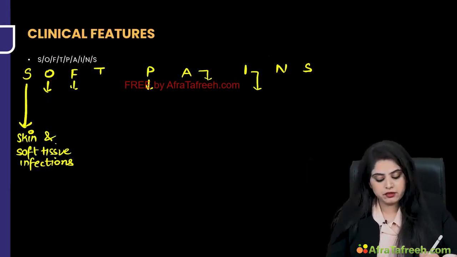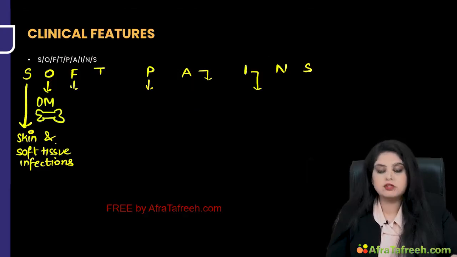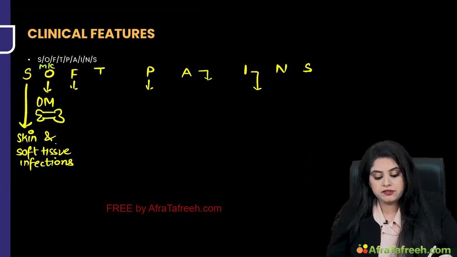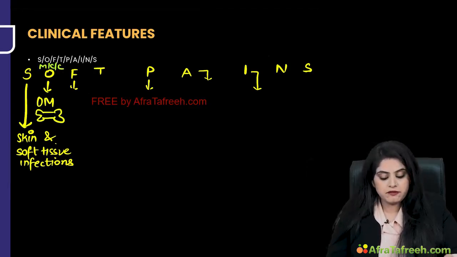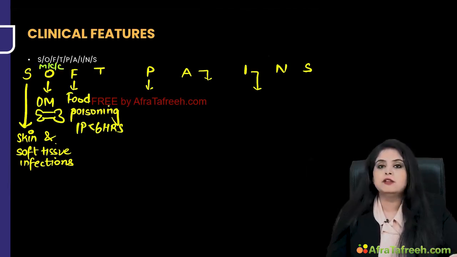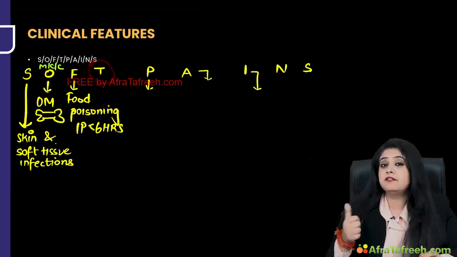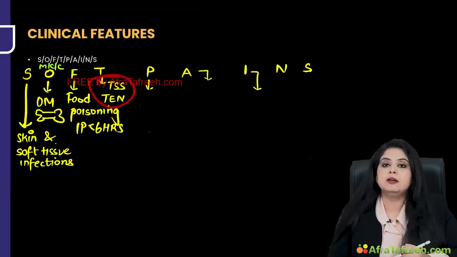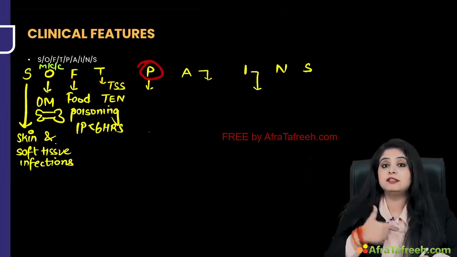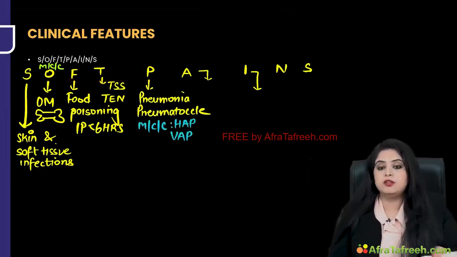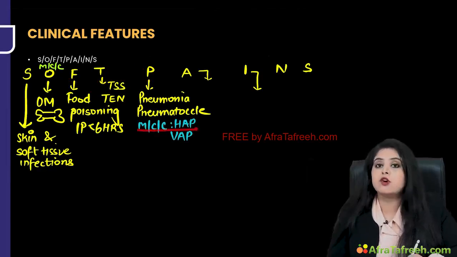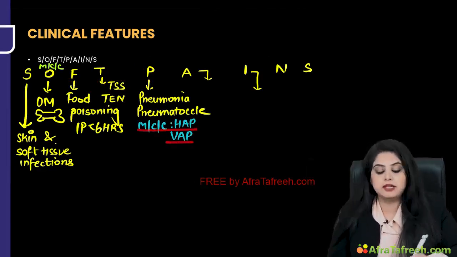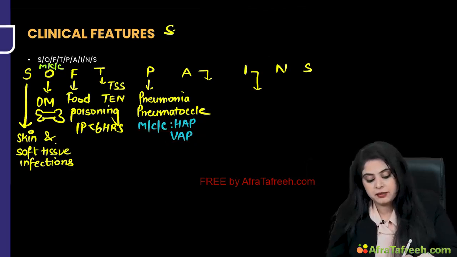Coming back, so skin and soft tissue infections. Number O for bone, guys. Osteomyelitis, of course, the most common cause of osteomyelitis is going to be Staphylococcus aureus. Then I've told you F for food poisoning, we already know this. Food poisoning, incubation period less than 6 hours. We've done this. The T also we've done. We've done the very fatal toxic shock syndrome, and in the skin we have done toxic epidermal necrolysis. Then think about the lungs, pneumonia, pneumatocele. In fact, if they ask you the most common cause of hospital-acquired pneumonia, ventilator-acquired pneumonia, Staph aureus is coming to your rescue.